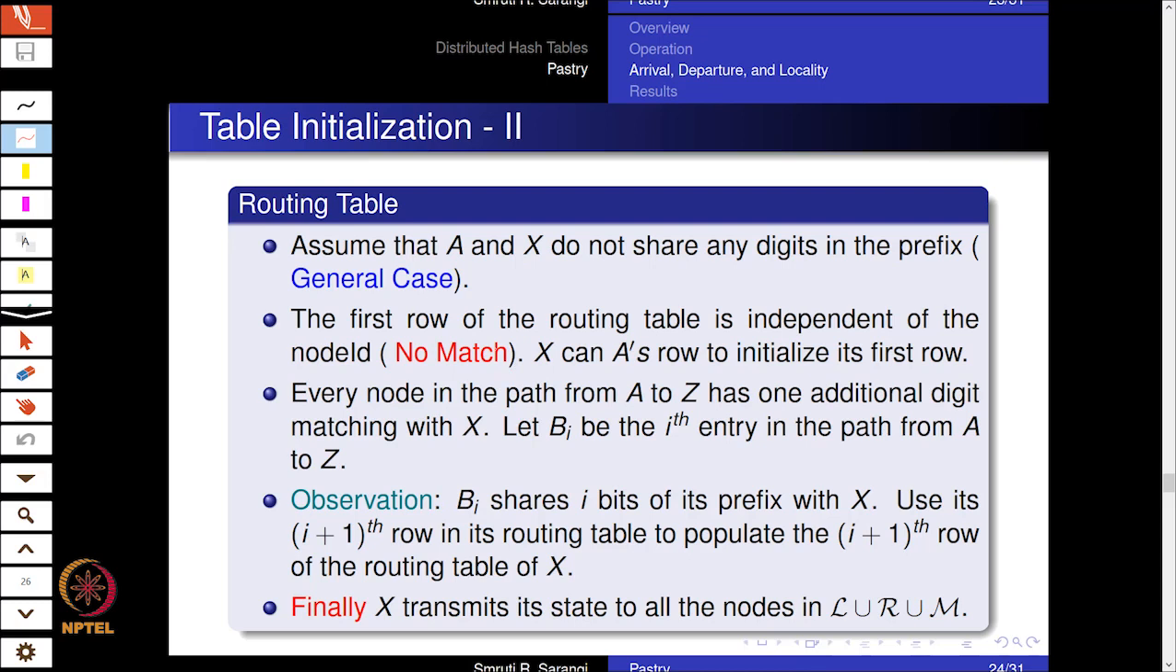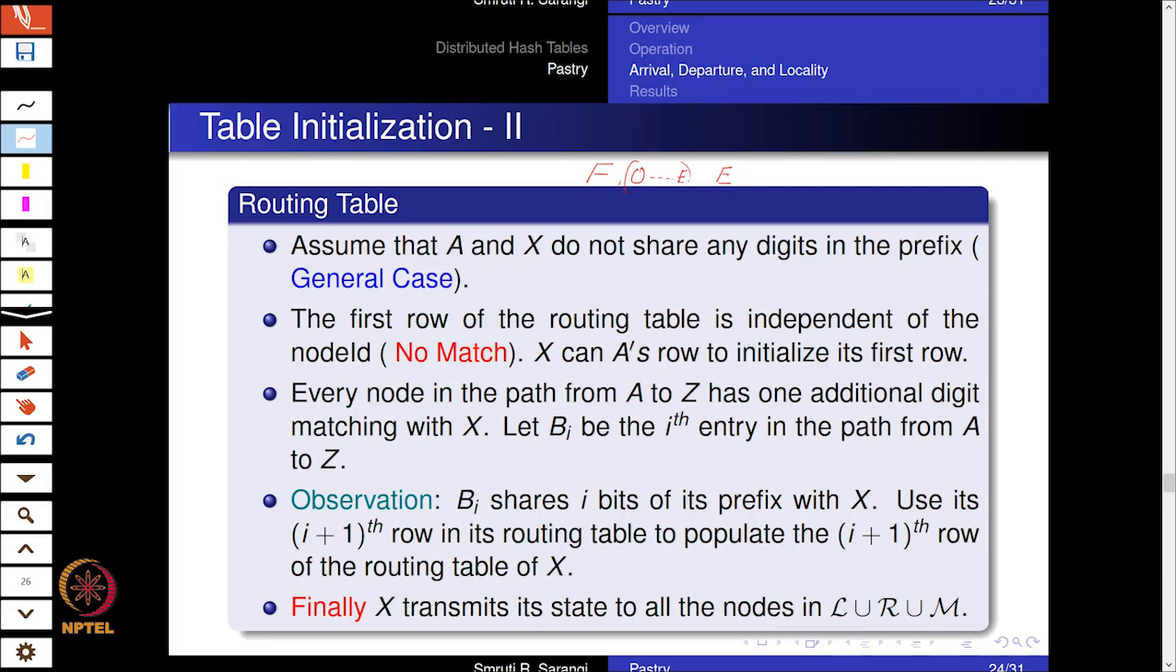So this means that the first row of the routing table is independent of the node ID. There is no match in terms of digits, but that's okay. The first row of the routing table in any case is supposed to indicate where absolutely no digit matches. So let us say for A the first digit is F, and for X the first digit is, let's say, E. So A will contain pointers to all nodes whose first digit is from 0 to E.